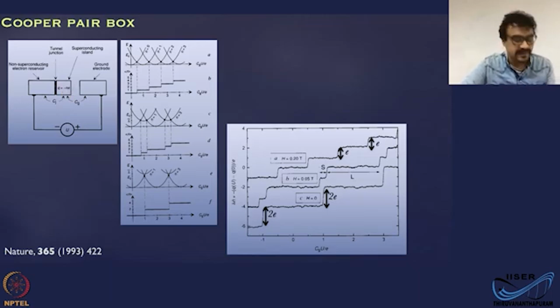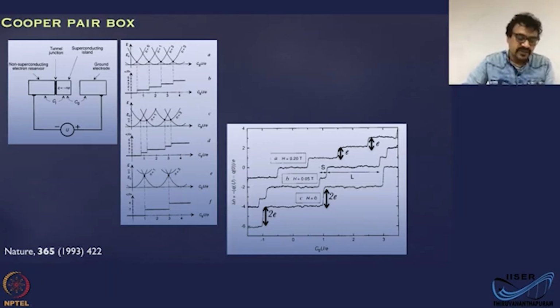Okay. And you have a non-superconducting source of charge. Okay. And there is a thin tunnel junction, and there is another electrode, which is going to work as a capacitor. Okay. Now remember, the Cooper pair has charge 2 electron, 2e, not 1e.